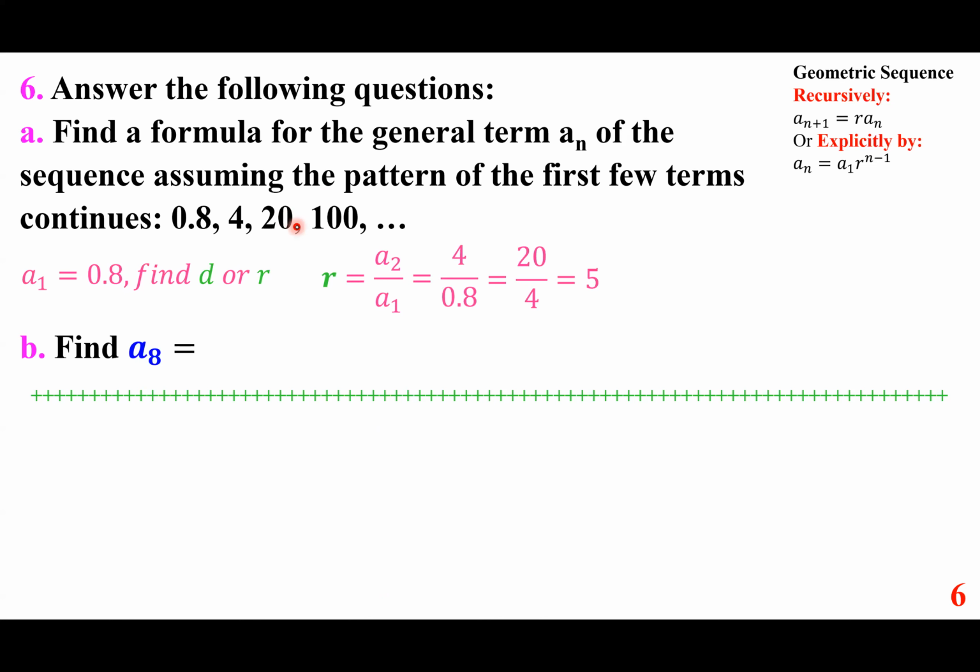And with that being the case, we can use this formula. A sub n is a sub 1 r to the power of n minus 1. We replace the a sub 1 with 0.8 and r with 5.